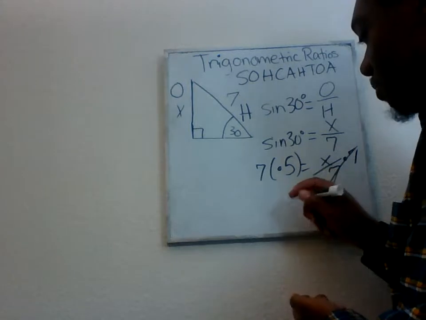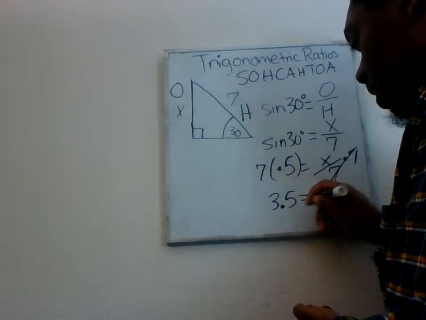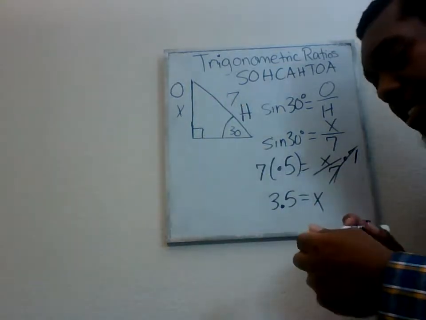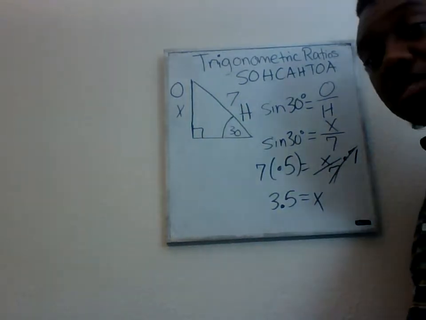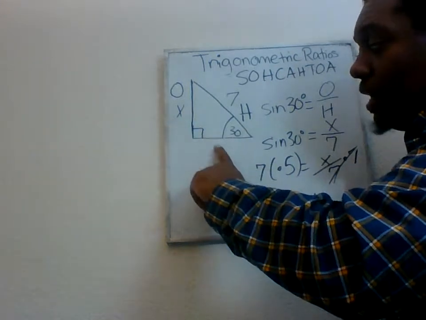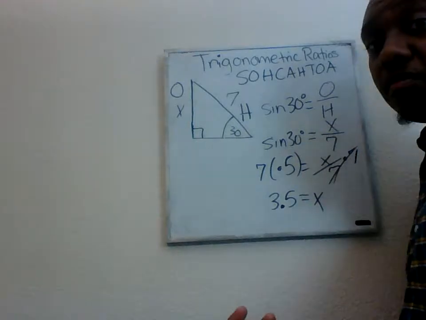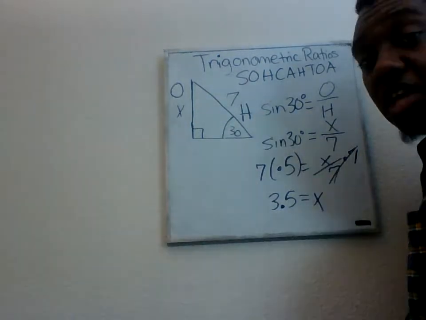So 7 times 0.5 gives us 3.5, and that's x. It's 3.5. All right, that was kind of cool. And in fact, if we have 3.5 here, we can find this other side automatically, right? Because we can use the Pythagorean theorem to find that other side.